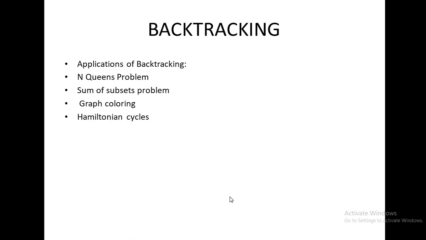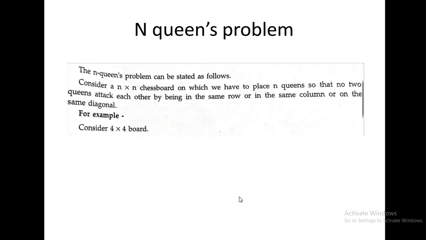Applications of backtracking are the nQueens problem, sum of subset problem, graph coloring problem, and Hamiltonian cycle problem. First we are going to discuss the nQueens problem. The nQueens problem is to place n queens on an n-by-n chessboard so that no two queens attack each other by being in the same row, the same column, or the same diagonal.